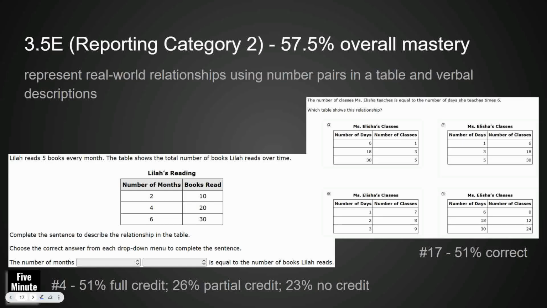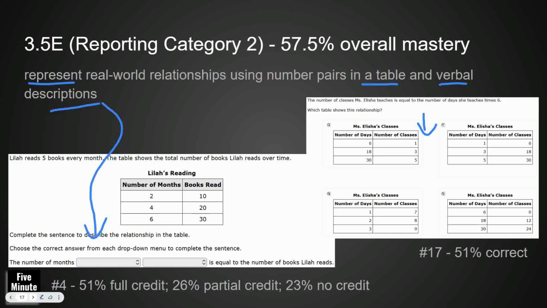And our answer here is going to be in a sentence because it says represent in a table, which is what we did right here, or verbal description, which is what we're doing right here. So that's how we need to practice this, by taking a verbal description, putting it into a table, by taking a table, putting it into a verbal description.